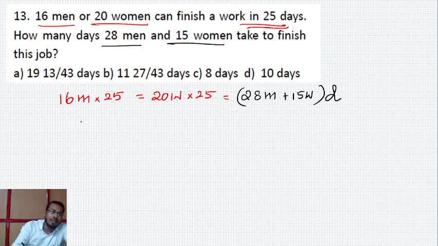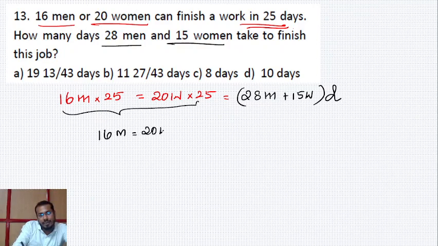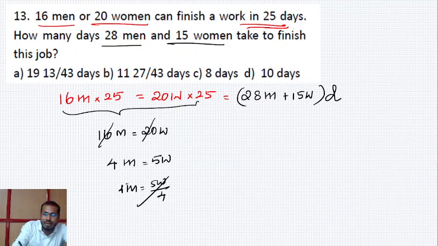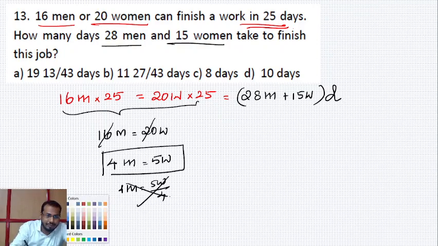Now, what is the clue? From this we need to find the ratio. So 25 gets cancelled. 16 men is equal to 20 women. What is the ratio? So 4 times, 4 men is equal to 5 women. So guys, don't write 1 man is equal to 5 by 4 women. Don't write like this. It will confuse you and it will be more calculating. Just find out 4 men is equal to 5 women. Right, look at this.